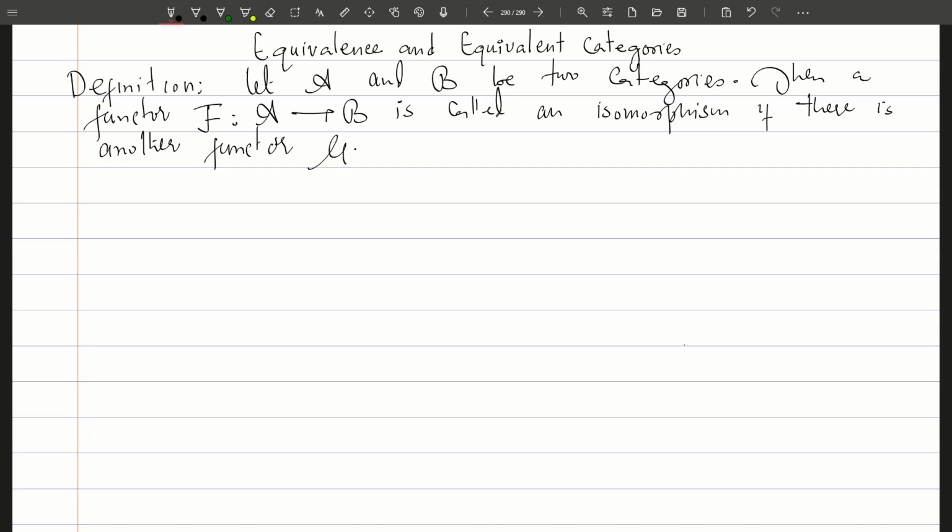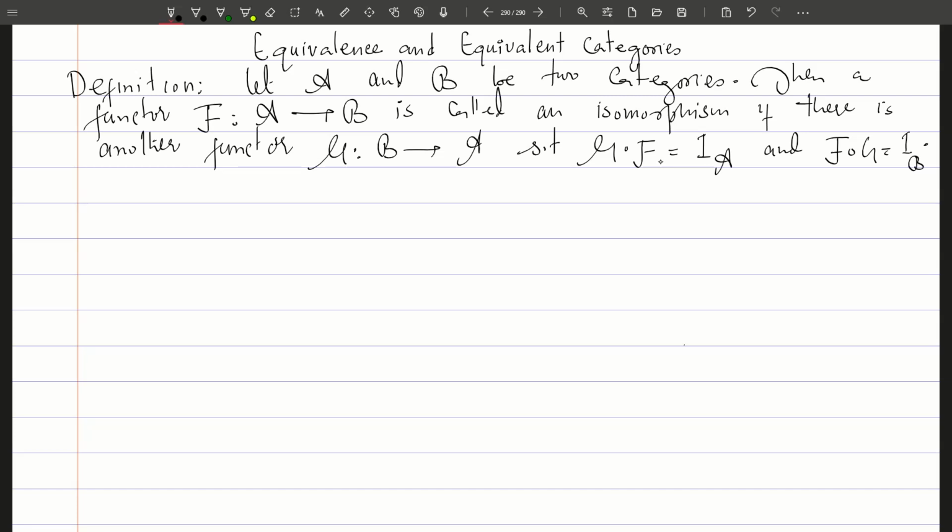say G, from category B to category A, such that if we compose G with F, we get the identity functor on the category A, and if we compose F with G, we get the identity functor on the category B. Now this identity functor on A is actually a functor which takes each object to itself and each morphism to itself.